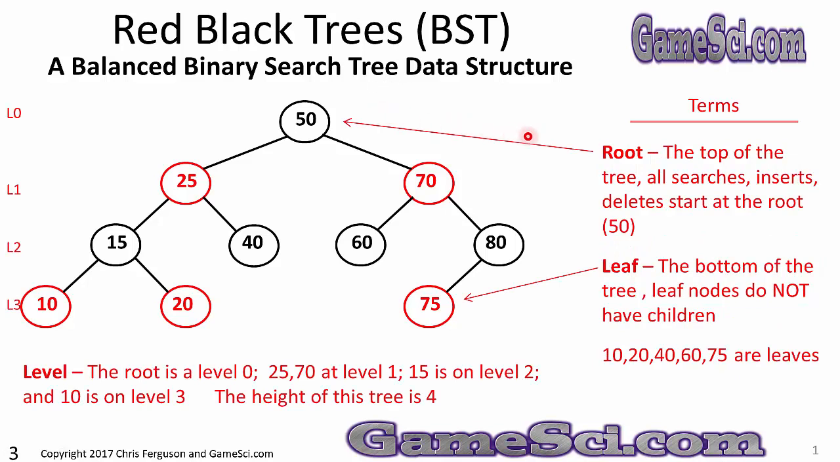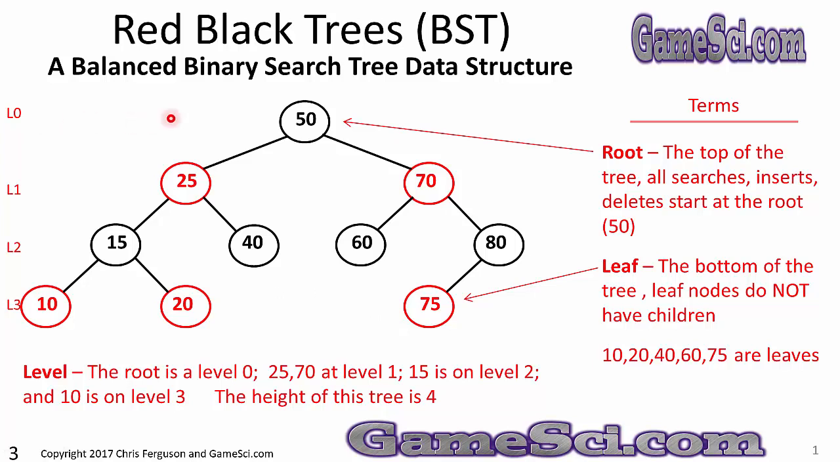The root of the tree is the top of the tree. All the searches, inserts, and deletes start at the root. 50 is the current key in this root. A leaf is at the bottom of the tree. Leaf nodes do not have children. 10, 20, 40, 60, and 75 are all leaves of the binary tree.